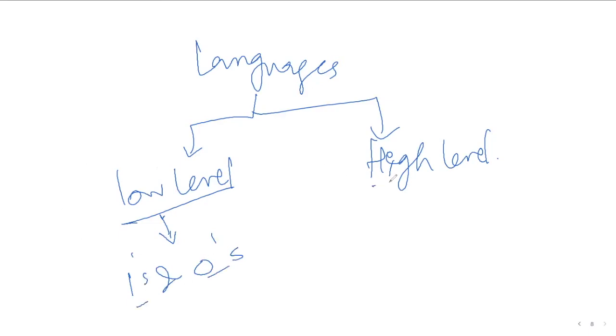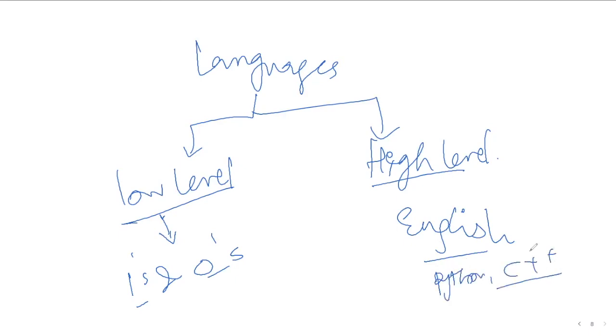High level languages are languages which use English. That is a high level language. For example, Python and C++ are high level languages. Low level languages are binary languages.